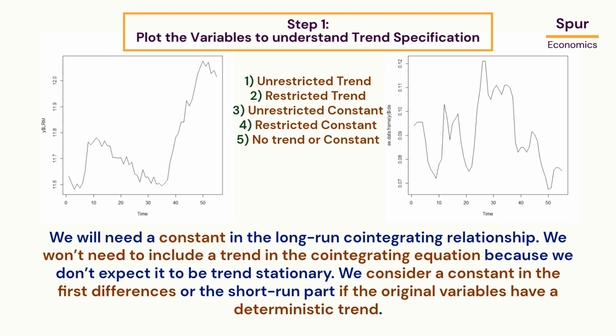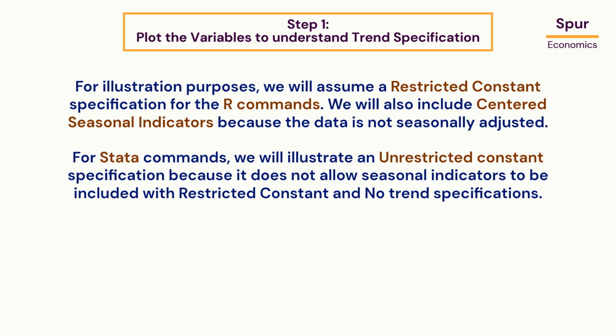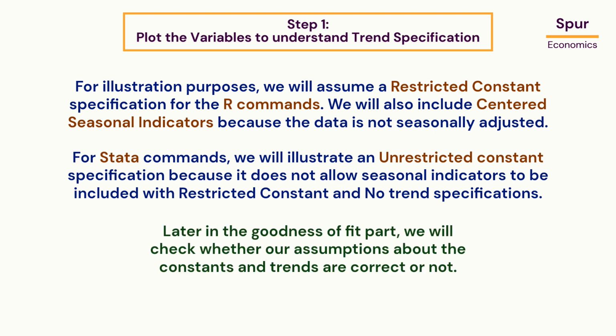We consider a constant in the first differences or the short-run part if the original variables have a deterministic trend. For illustration purposes, we will assume a restricted constant specification for the R commands. We will also include centered seasonal indicators because the data is not seasonally adjusted. For Stata commands, we will illustrate an unrestricted constant specification because it does not allow seasonal indicators to be included with restricted constant and no trend specifications. Later in the goodness of fit part, we will check whether our assumptions about the constants and trends are correct or not.